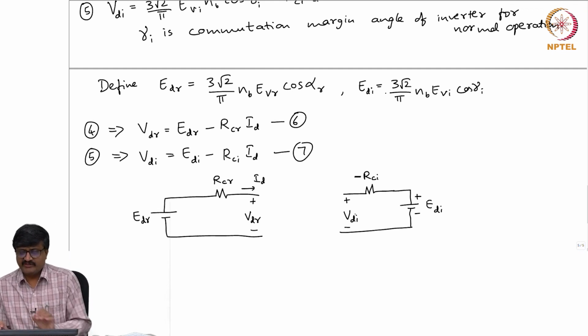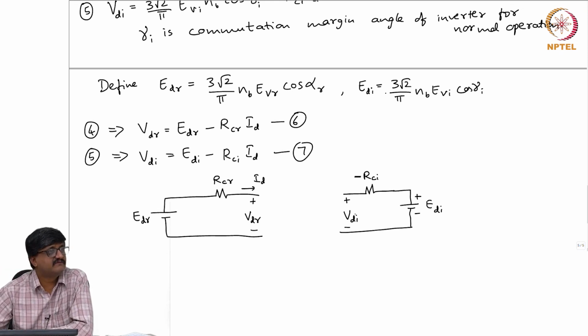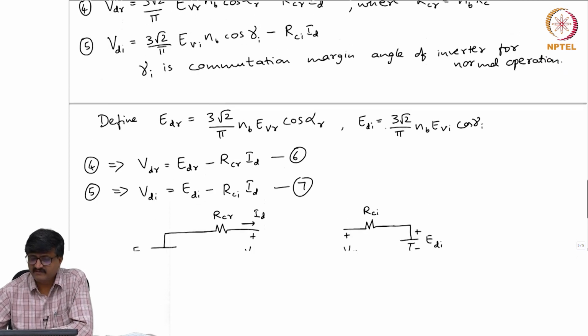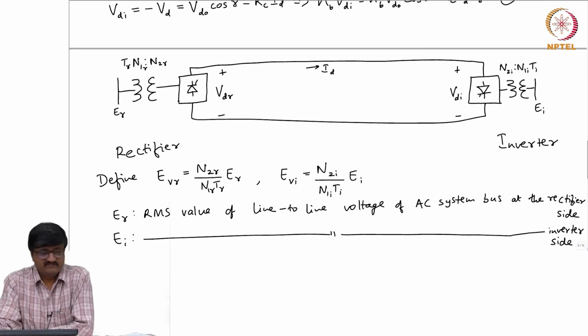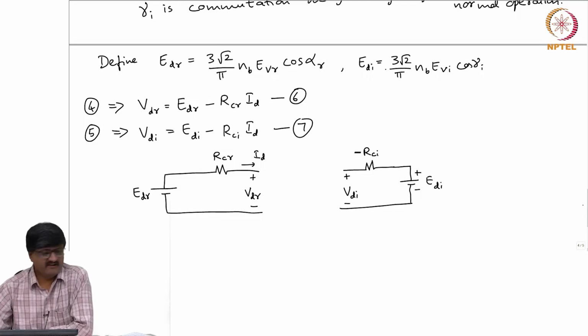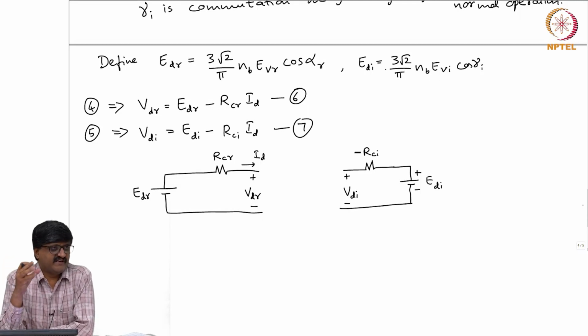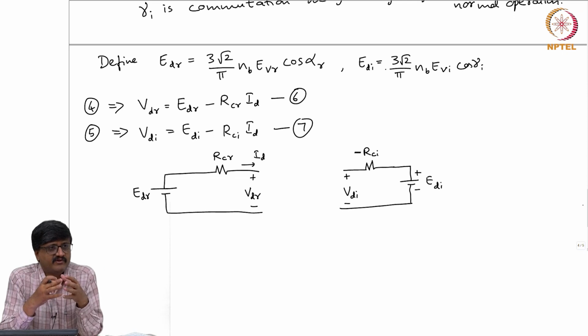Now, between these two ports where the voltage is VDR and VDI, what is there? If you go back to the circuit, VDR is the voltage of the DC side. It is a transmission line. In general, there can be a link. If there is no transmission line, if both converters, rectifier and inverter, are at the same location, we call it a back-to-back converter. There is no transmission line.